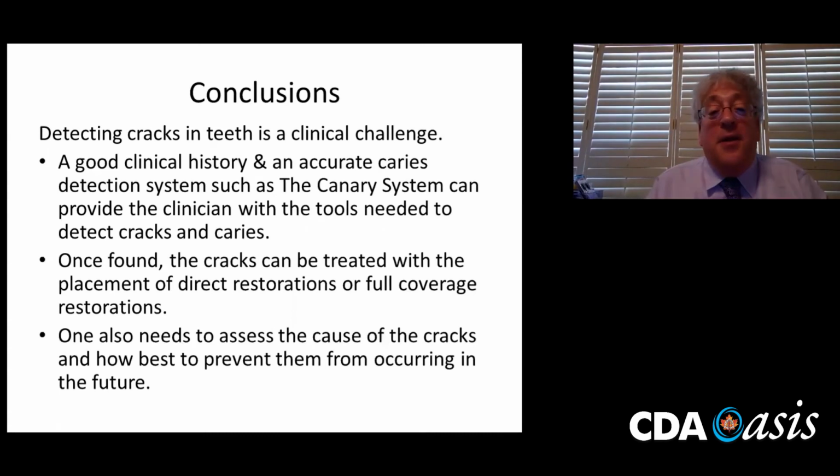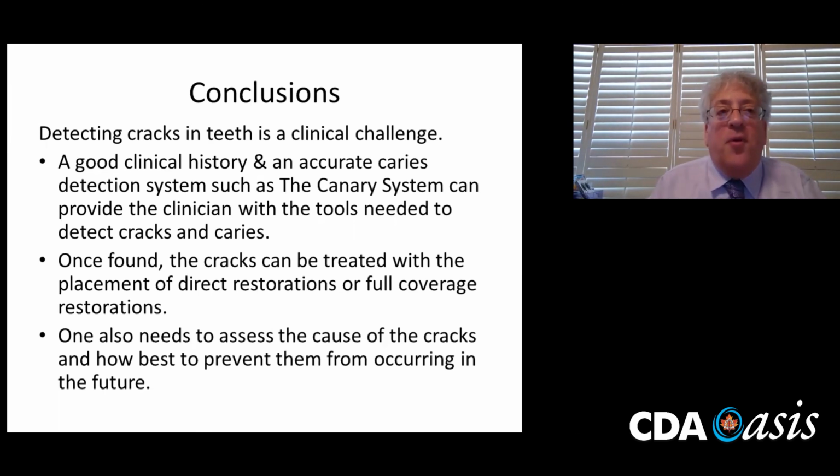So in conclusion, this is really what I see as critical. You need a good clinical history. You need to have a very good system that can detect changes in the crystal structure of the tooth. And we feel the Canary system is one of those good tools to have. And then the next thing is, once you find the cracks, you've then got to figure out what's the best way of treating them short, medium, and long term.